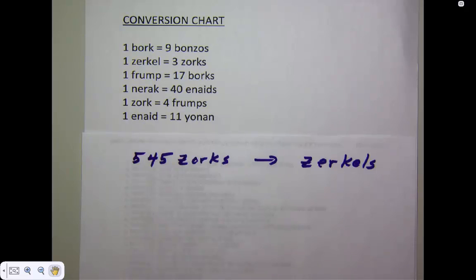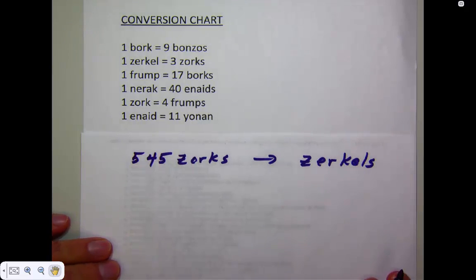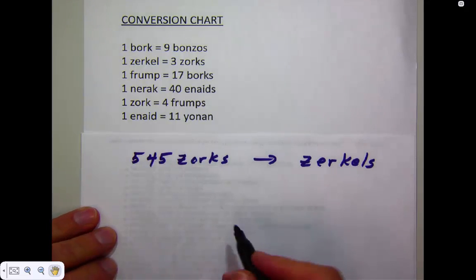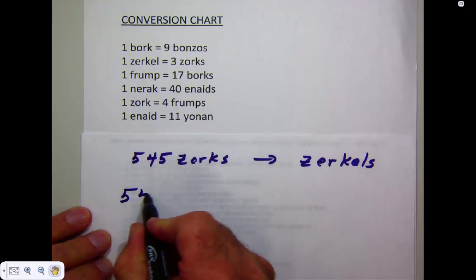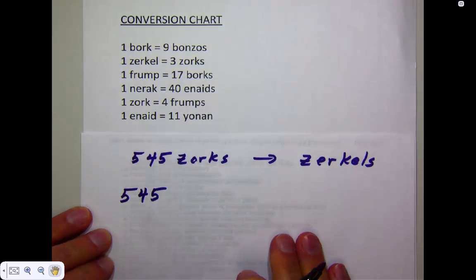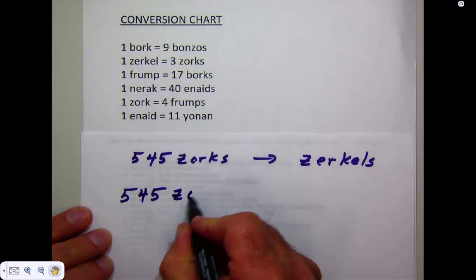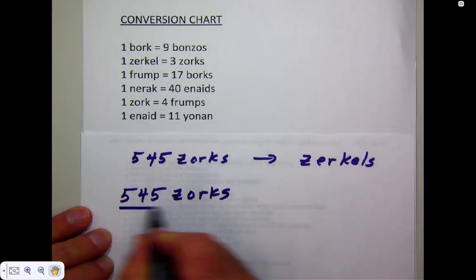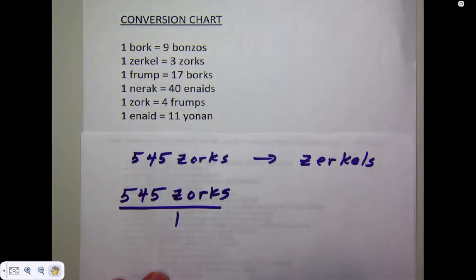Now for our first example, we're going to convert 545 Zorks into Zirkles. Okay, so we say, gee, I have no idea what these units are. I don't know how big they are. I don't even know what they represent. I really don't care. Here's what we're going to do. We're going to set up the problem this way. We're going to set up the 545 Zorks. There's the problem that we're starting with, and we will always express this as a fraction over 1.